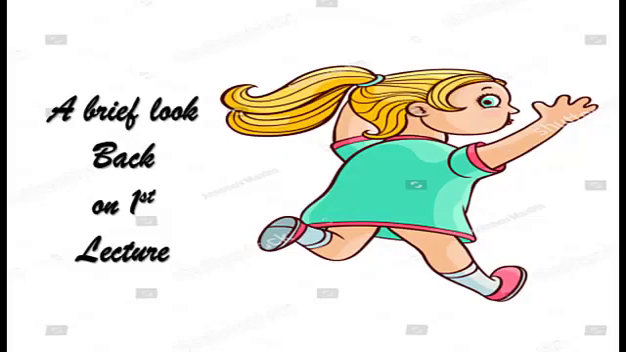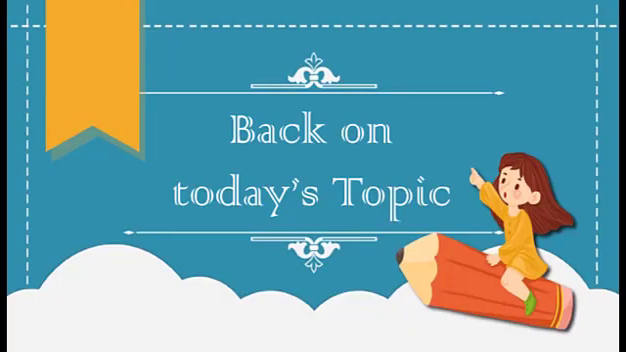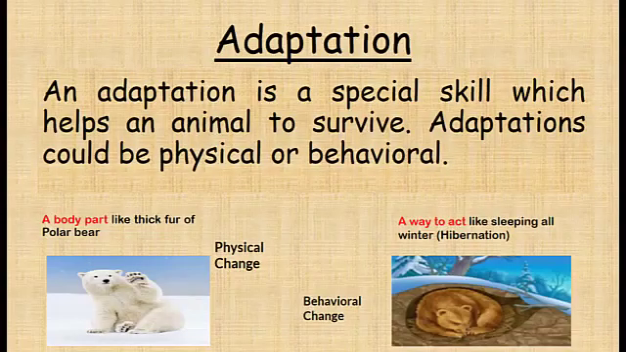Now look back on our previous lecture. In previous lecture, we learned about the animals essential of survival. Animals need four things to survive: water, energy, oxygen, and shelter. Now, back on today's topic, which is about the animal adaptation.